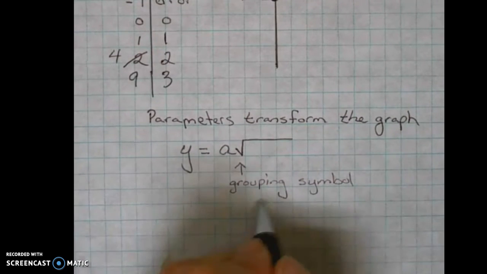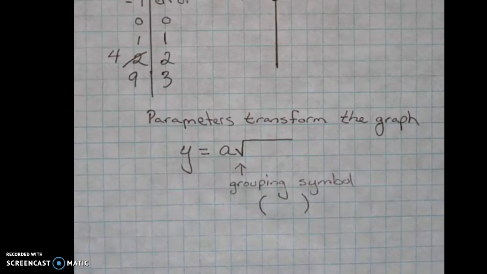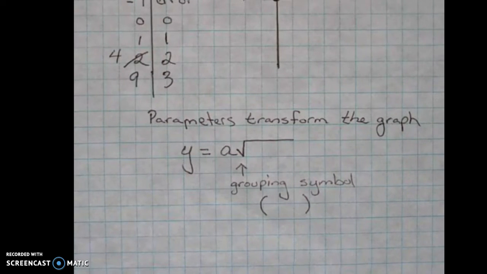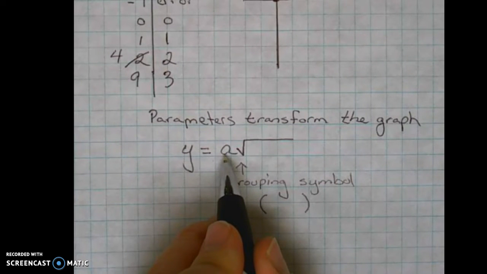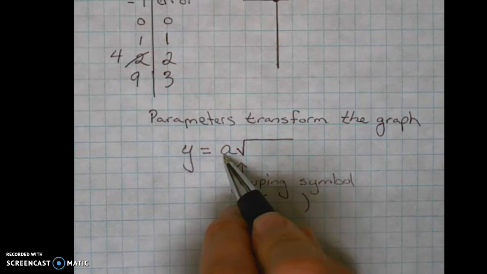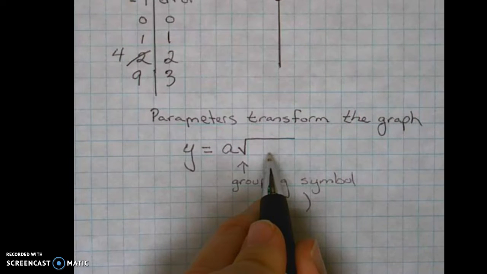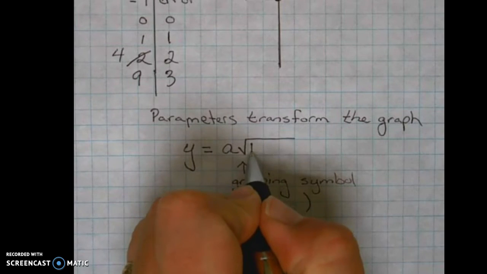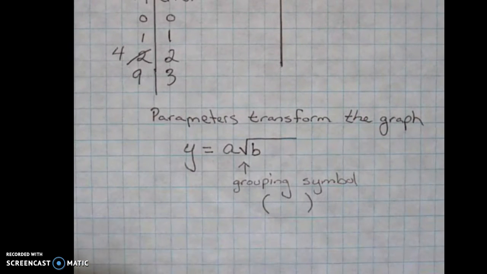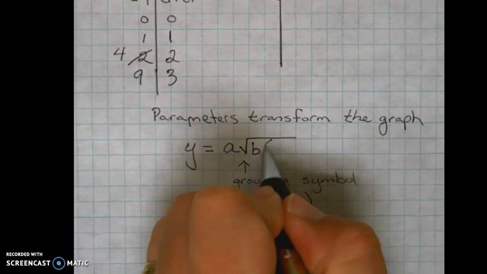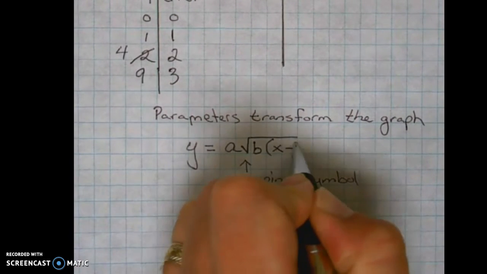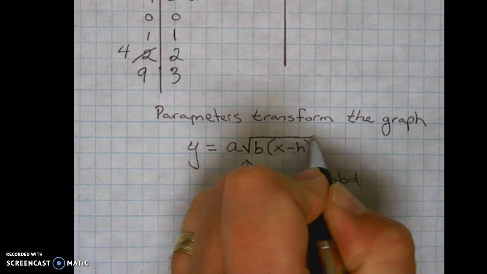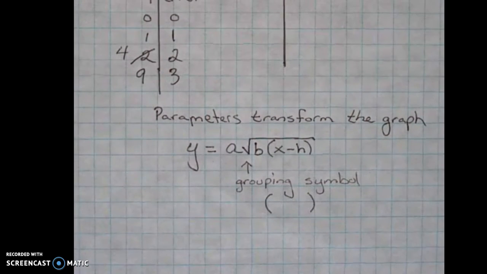Okay, kind of like the parentheses in the quadratic function. So remember, whatever happens on the outside has a vertical effect, and whatever happens on the inside has a horizontal effect. So I'm going to go ahead and add on this letter here, B, times (x minus h). All of this is underneath the radical.